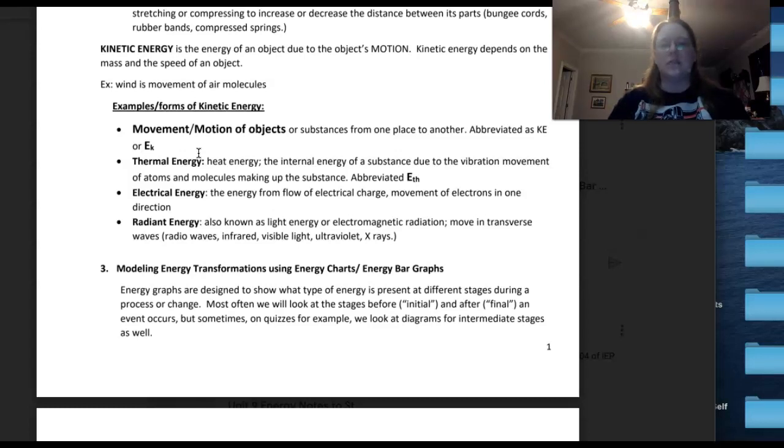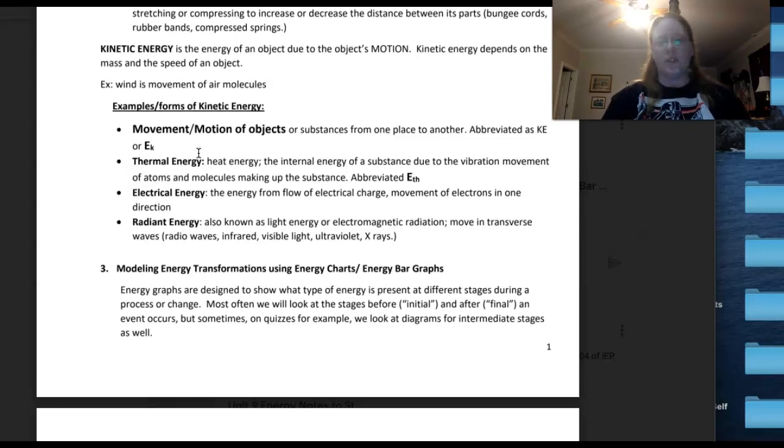Thermal energy is heat energy, the internal energy of a substance due to the vibrational movement of atoms and molecules making up the substance. We're going to be talking about thermodynamics for our next unit, so be ready for that. Electrical energy, we all know what that is. We like electricity. That's the movement of electrons in one direction. And then we have radiant energy, which is also known as light energy. It moves in a transverse wave, meaning it goes like this. Radio waves, infrared, visible light, ultraviolet, and X-rays are all forms of radiant energy.